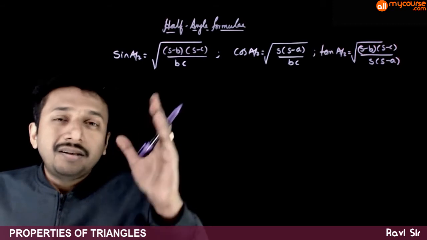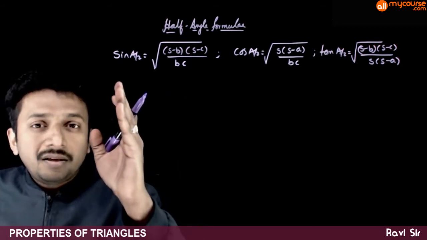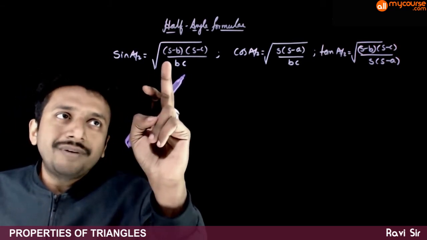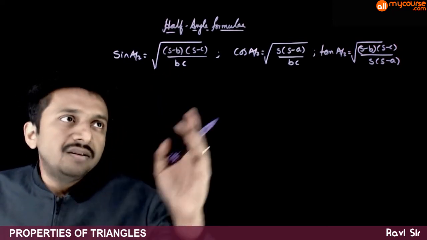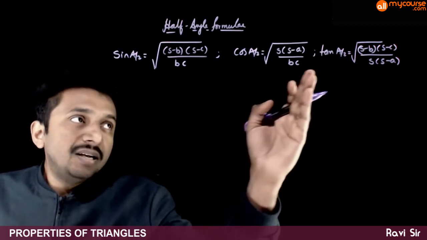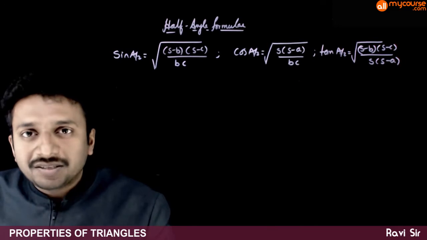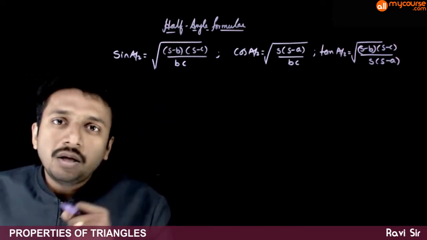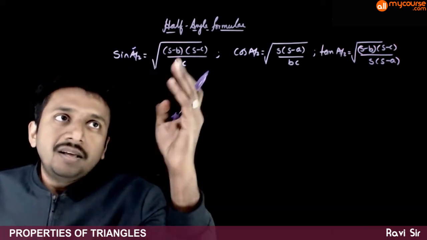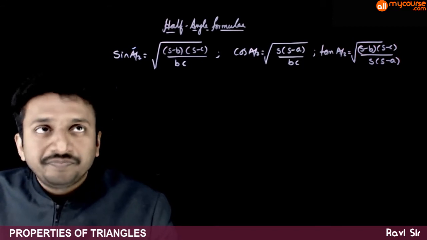In this video let us look at the topic of half angle formulas. So there are formulas like sine A by 2 is equal to root of S minus B into S minus C by BC. Cos A by 2 is root of S into S minus A by BC. Tan A by 2 is root of S minus B into S minus C by S into S minus A. These formulas are called half angle formulas. So A is the angle of a triangle. Small a, small b, small c are the sides which we have already discussed.